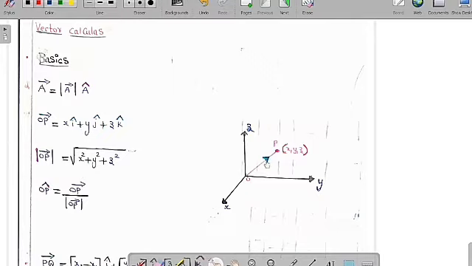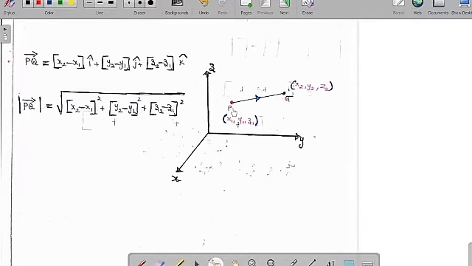So this vector has some magnitude and also a unit vector. The unit vector is equal to the vector divided by the magnitude of that vector. Therefore OP cap is equal to OP bar divided by the magnitude of OP bar. In this way we can figure out the unit vector, the magnitude of the vector, and also the actual vector.